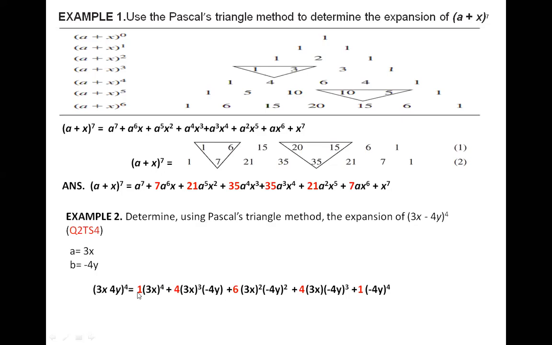So one may be wondering, where has he gotten these numbers? 1, 4, 6, 4, and 1. I've gotten these numbers from my Pascal's triangle where the expression is raised to power 4, because my expression here is also raised to power 4. Then I'll get all the numbers there: 1, 4, 6, 4, and 1.